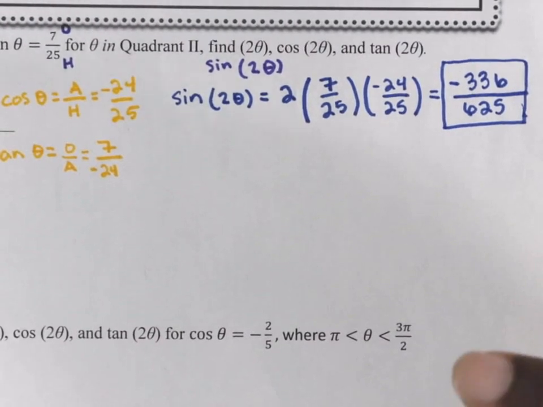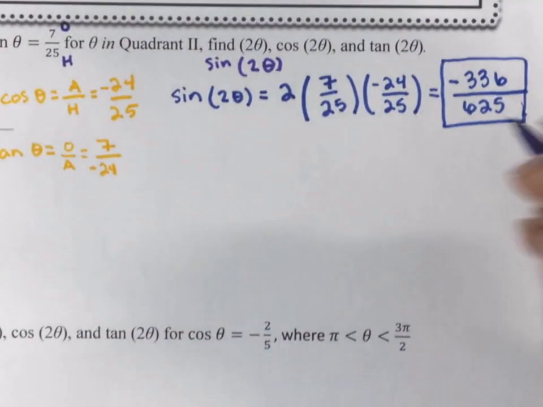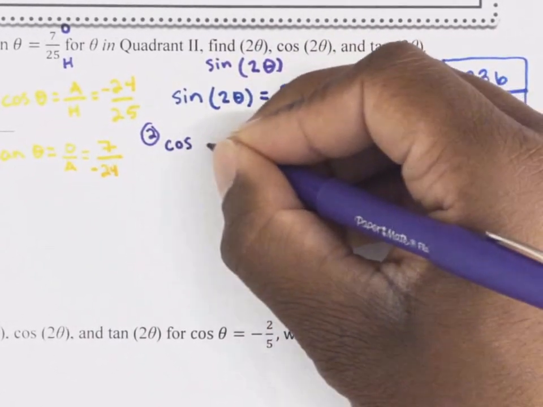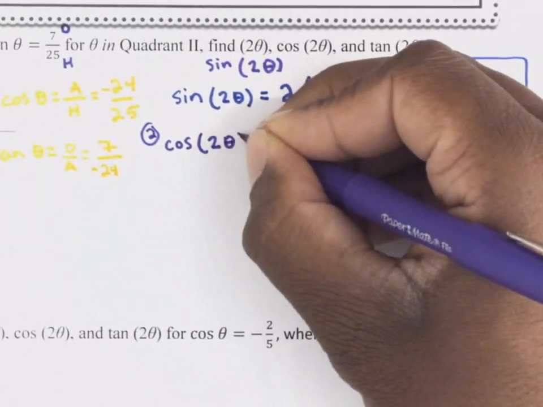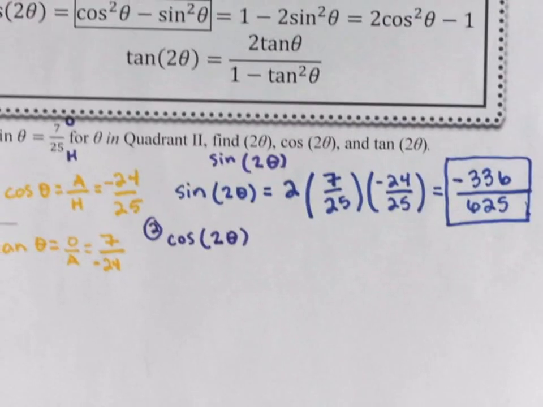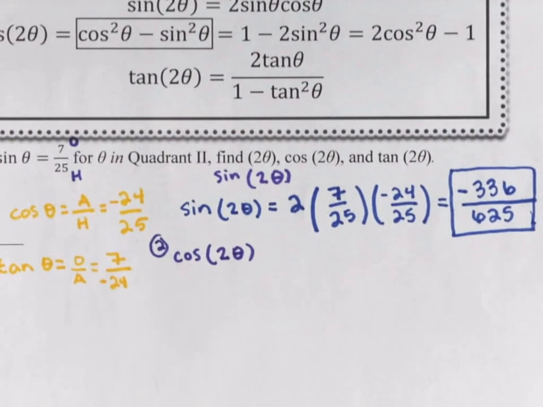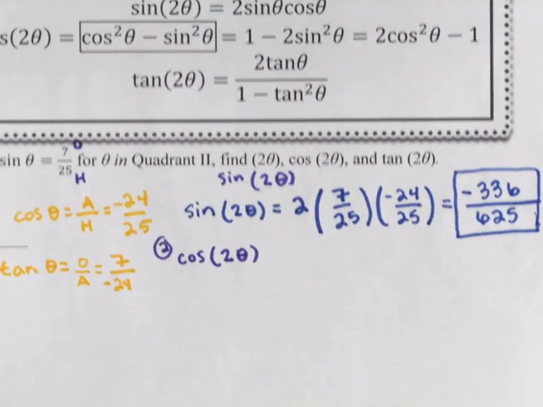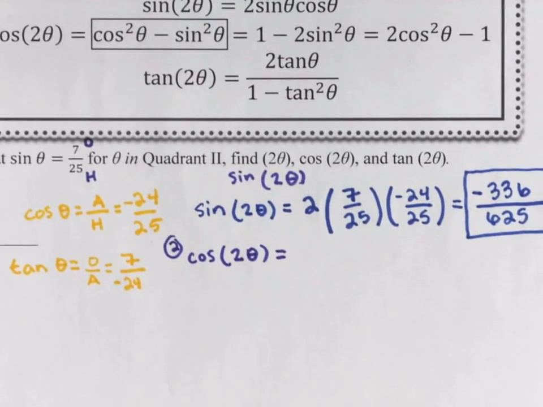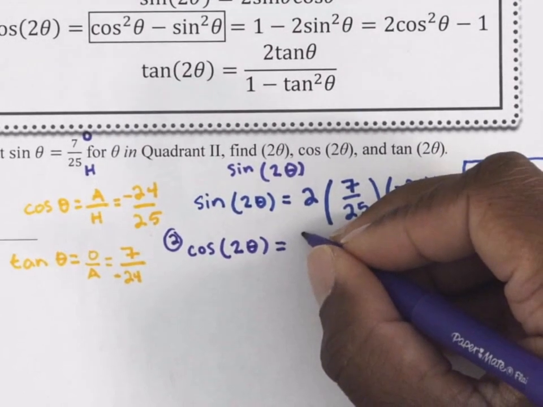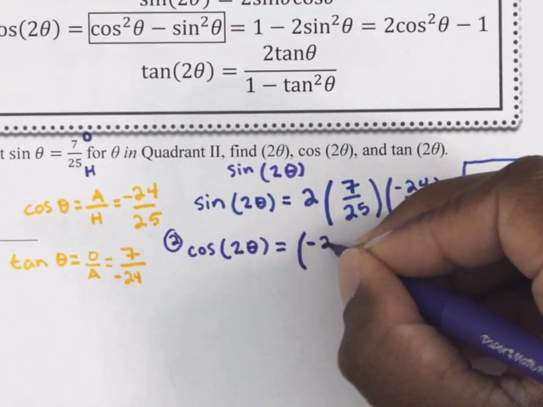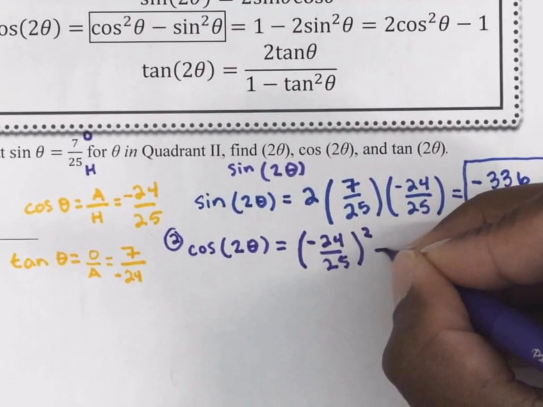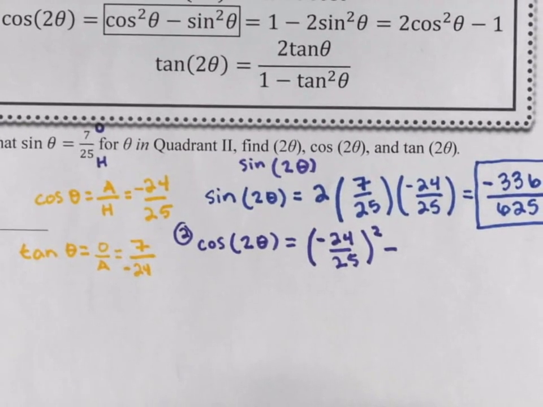All right, any questions? Okay, let's go to cosine's double angle. So we're doing 2 times theta. So I'll follow the boxed formula. Like I say, you could do any of these three. I'll just always do this one just to be consistent, so we can get used to just using one of them. So I'll take cosine and I'll square it. Cosine is negative 24 over 25. I'll square it. Then I'll subtract what exact value squared.